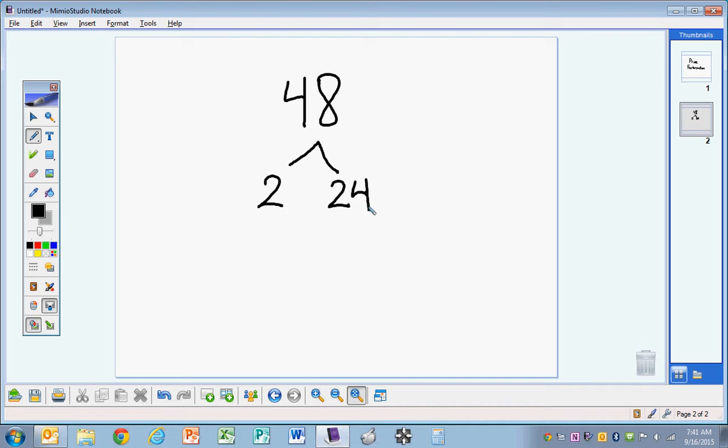So, once I've split it into two factor pairs, I look at both numbers to see if they are prime or composite. The number 2, I know that is prime, so it's a stop sign. We stop the process for 2. However, 24 is composite, so we continue the process, and we repeat.